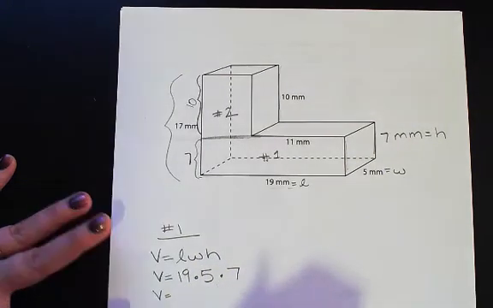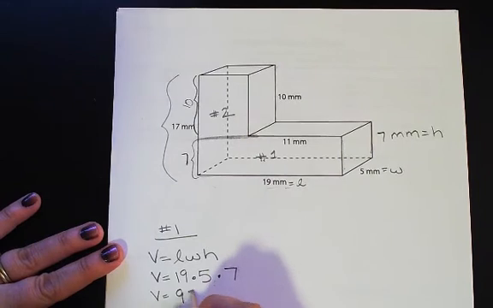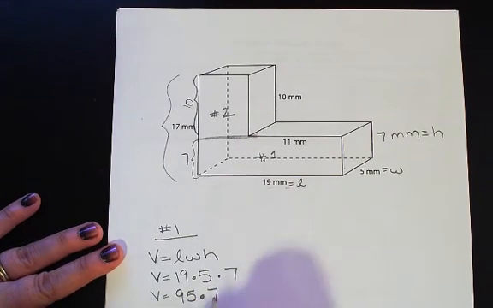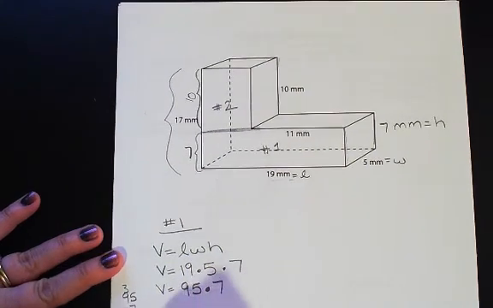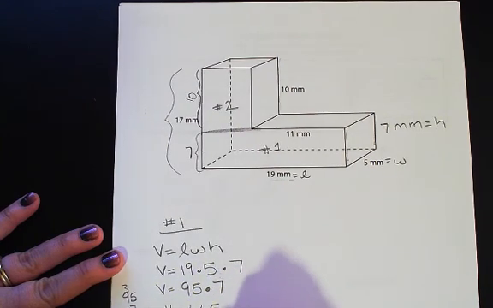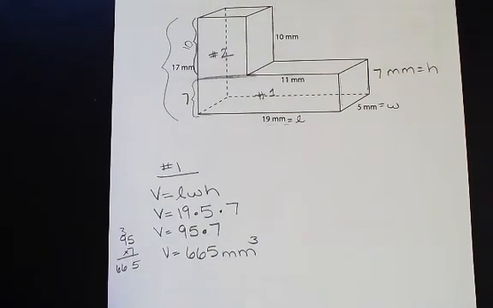And my height, I'm going to plug in. So then volume, I know 19 times 5. I know 20 times 5 is 100, so one less group of 5 gives me 95 times 7. And then if I go over here and just do some quick side work, I know that that's 35. So then that would be 63, plus 3, 66. So I get my volume equals 665 millimeters cubed.